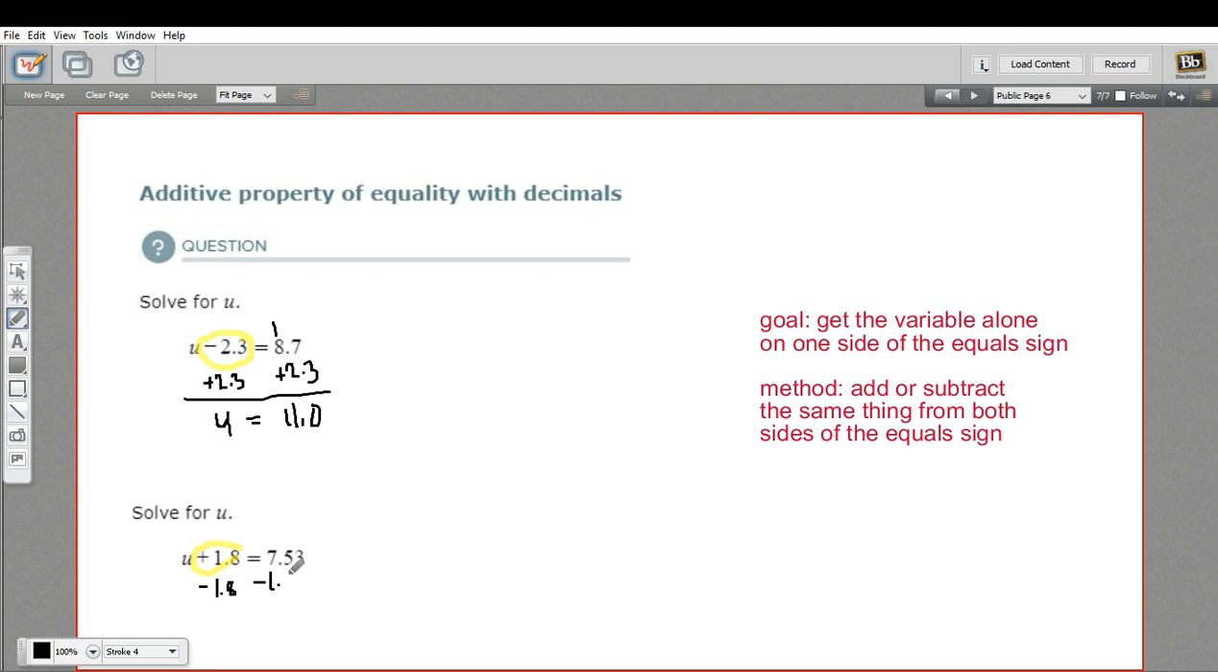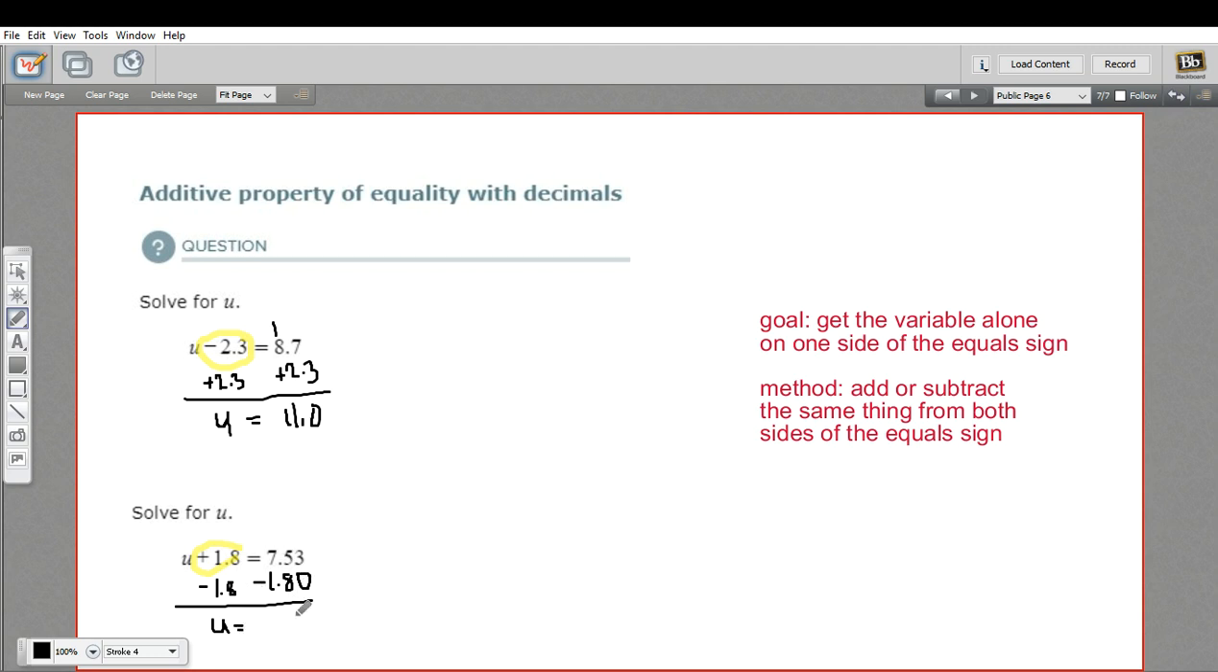I'll be careful about how I line them up this time. And in fact, I'm going to add a trailing 0 here, 1.80. It's the same thing as 1.8. Now, on the left, u plus 1.8 minus 1.8 is just u, and that's what we want.